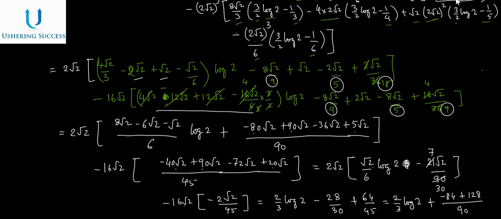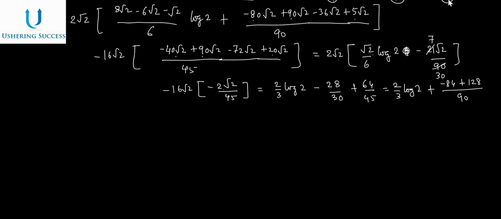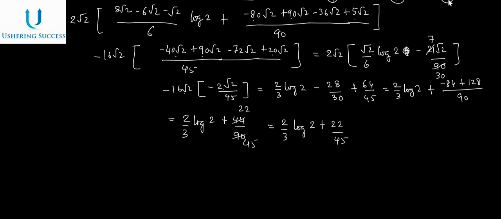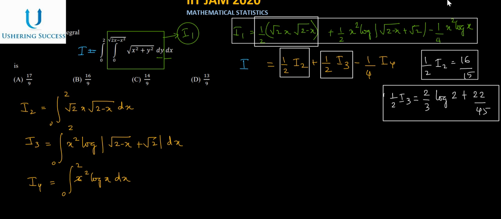So this is where we stand. So this can be finally written in the form 2 by 3 log 2 plus 44 by 90 or 22 by 45. So 2/3 log 2 plus 22 by 45. This is the final value of this integral. So now we have got the value of two integrals, namely I2 and I3, and we'll go in for the last integral, I4.